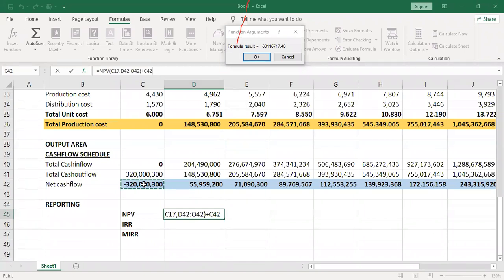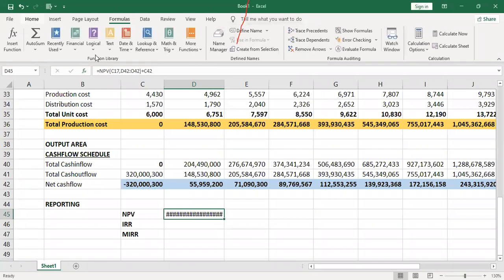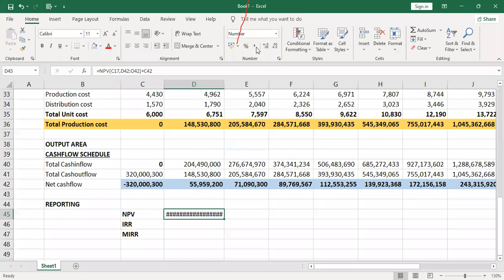Plus, you click on the net cash flow in year 0, and then you click on OK. So that is your NPV value. If you get something like this hash, click on the Home tab, comma. So this is your NPV value.